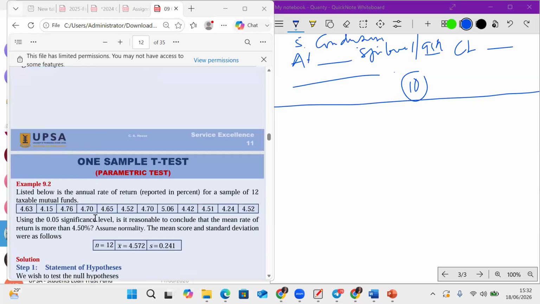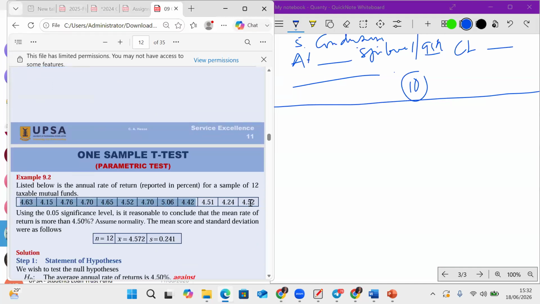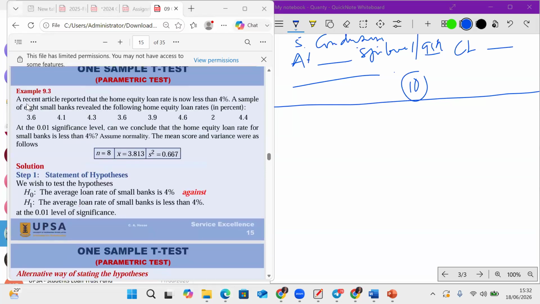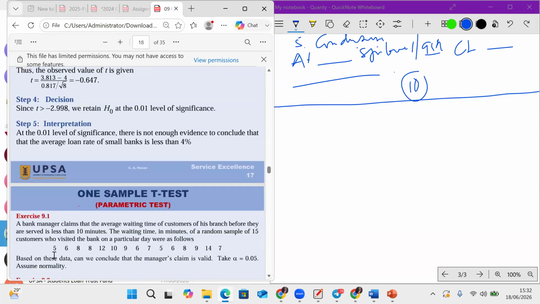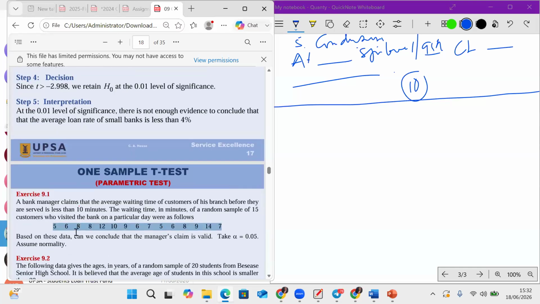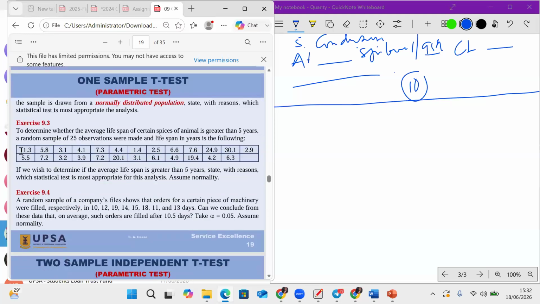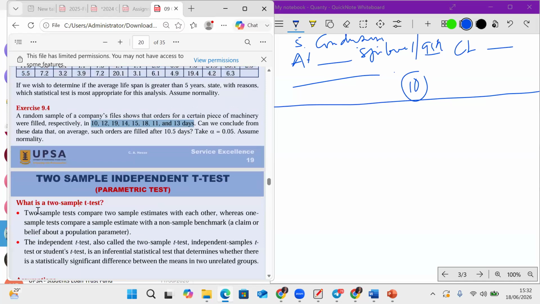Then this question, 9.2, is a 1-tail test. It fills only 1 row. I see they give the values here. Yes, sir. The next one is also a 1-tail test. Then this is also a 1-tail test. This is also a 1-tail test. This is a 2-tail test. Are you good? This is a 1-tail test. Do you get it? Yes, sir.